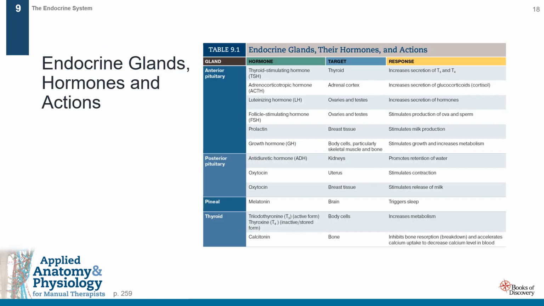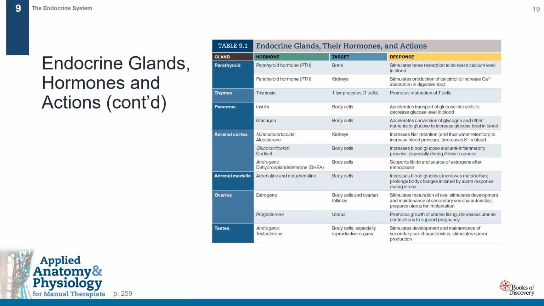Table 9.1 provides a summary of the major endocrine glands, their hormones, and the key physiologic responses that they stimulate. And here we have more of Table 9.1 about the endocrine glands, their hormones, and their actions.